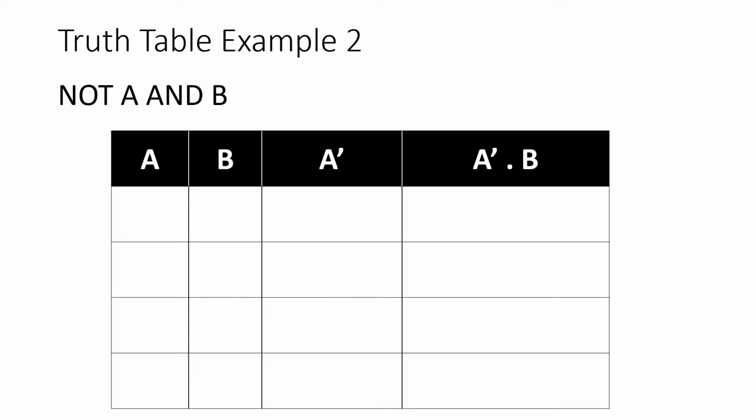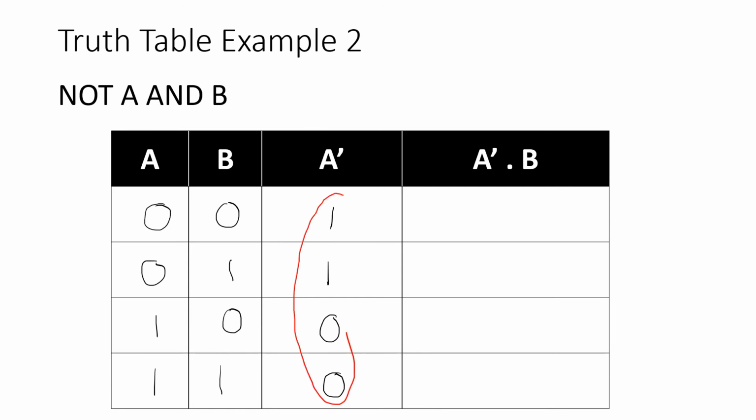Then another example. We're going to do not A and B. Again, we've got two inputs, A and B. So we need to put all possible combinations, 0, 0, 0, 1, 1, 0, and 1, 1. Then I've got to work out not A. So I'm going to have 1, not 0 is 1, not 1 is 0, and not 1 is 0. Then I'm going to have to do not A and B. Again, maybe I can highlight. If you want to work in colors, you're most welcome. There's my not A, and there's my B column.